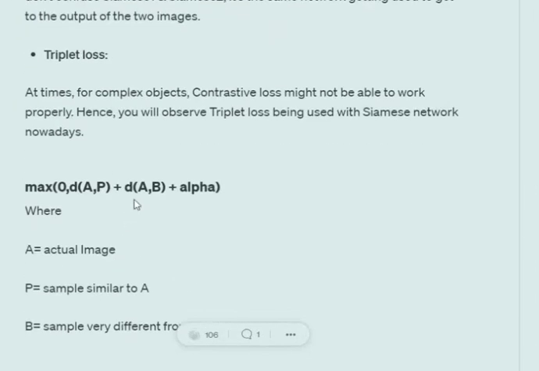But in case of contrastive loss, this ideology has been split into multiple pairs. One sample will have similar pairs, other sample will have different pairs. Hence, training is comparatively less efficient as compared to triplet loss.